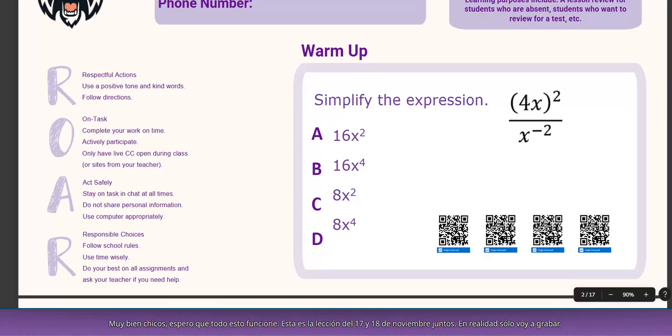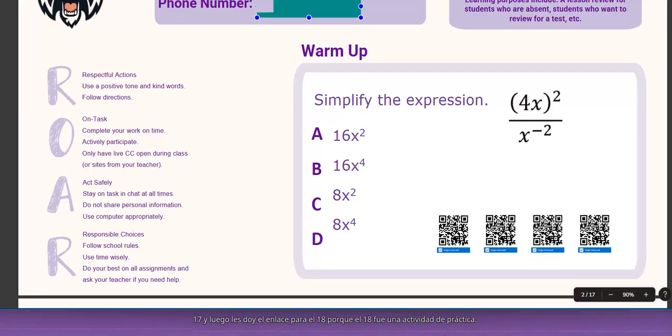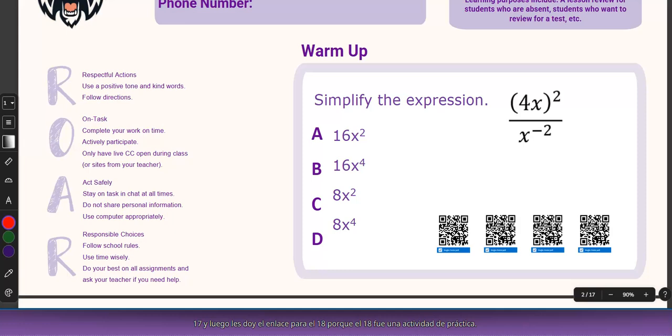All right, so starting on the warm-up, we are going to be simplifying the expression (4x)² over x⁻². Reminder, you can do this in Desmos, but I, again, personally prefer to do it by hand.